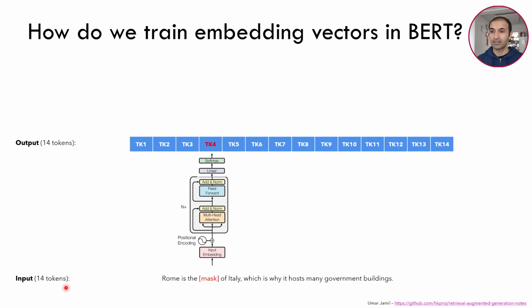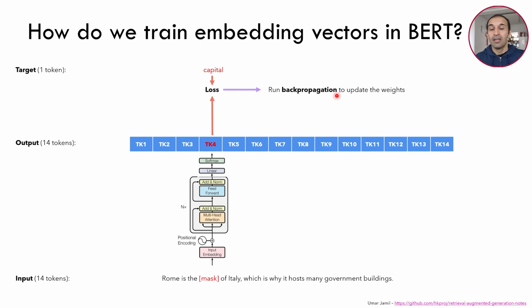We ask BERT to predict the fourth token, because it's the one that has been masked out. We know the word is capital, so we calculate the loss based on the predicted fourth token and what should be the actual fourth token, and then we backpropagate the loss to update all the weights of the model.